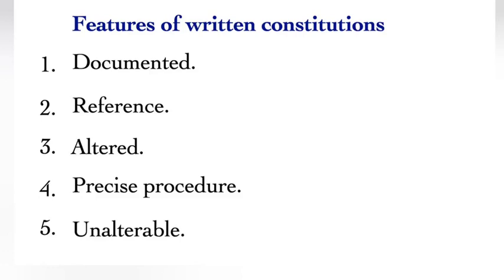Features of a written constitution. They are documented, easily available for reference, and cannot easily be changed or altered. A precise procedure must be followed for amendment. Certain provisions have safeguards, making them unalterable, e.g. the Bill of Rights. They contain the fundamental liberties of the individual. They spell out the functions, powers, and the relations between the different organs of the state or organization.